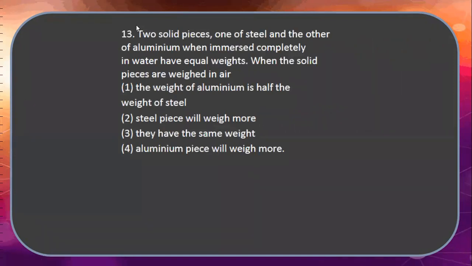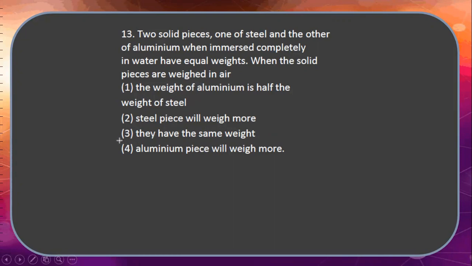Next, two solid spheres, one of steel and the other of aluminum, when immersed completely in water have equal weights. When the solid pieces are weighed in air, the aluminum weight is less when compared with that of steel, nothing but density is less for the aluminum and more for the steel. But whenever they are immersed in the liquid, both of them are showing equal weights.